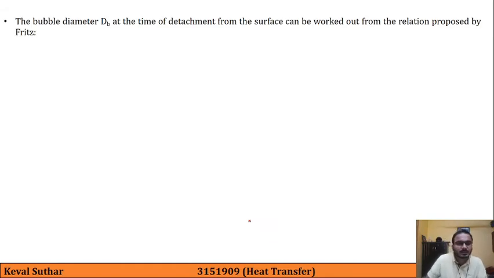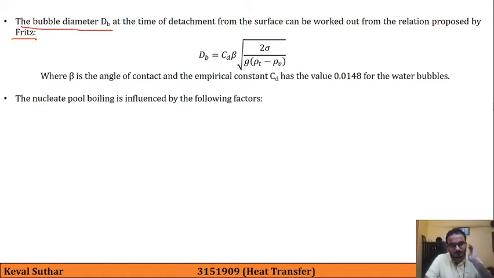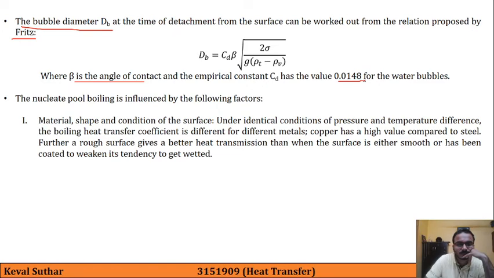Now the bubble diameter dB is given by Fritz. Here dB is equal to Cd into beta, square root of 2 sigma divided by g into rho L minus rho v. Beta is the angle of contact, and the empirical constant is given by 0.0148 for water bubbles.